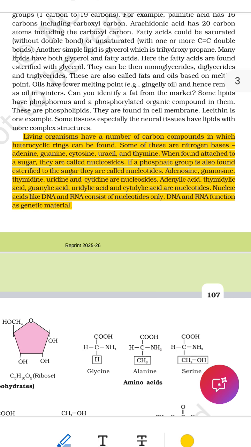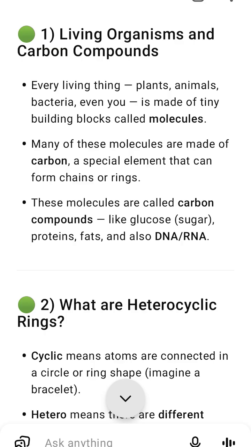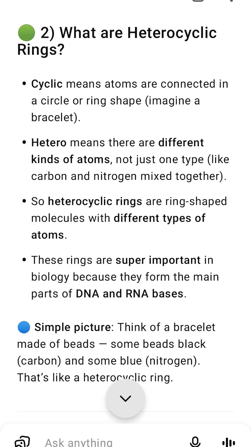Examples of nucleotides: adenosine plus phosphate, adenylic acid, AMP; guanosine plus phosphate, guanylic acid, GMP; cytidine plus phosphate, cytidylic acid, CMP; thymidine plus phosphate, thymidylic acid, TMP; uridine plus phosphate, uridylic acid. Important point: the phosphate group allows nucleotides to connect with each other in chains.